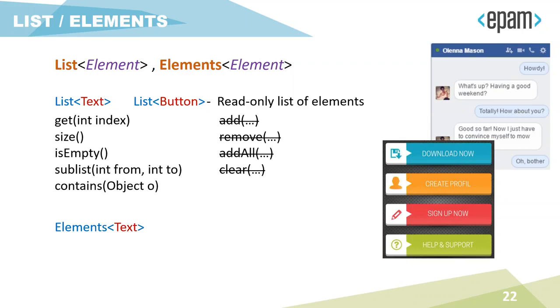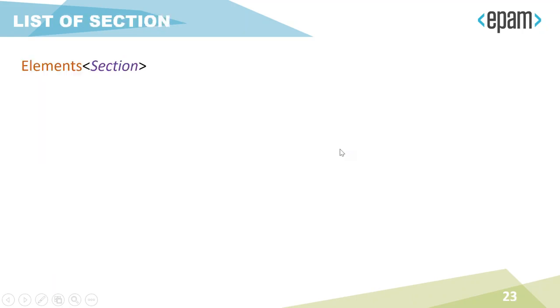And if you want to get the element by some label, for example, I want to click on the download now button or the sign up now button, you can use elements instead of list. The elements is the list that has the ability to get elements by value.